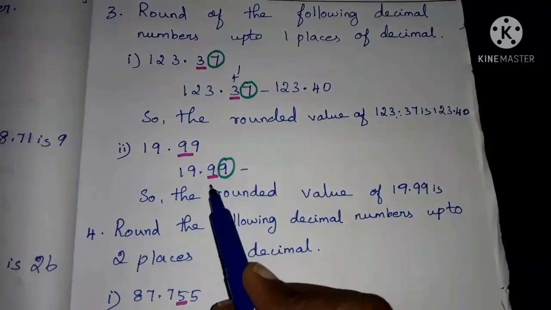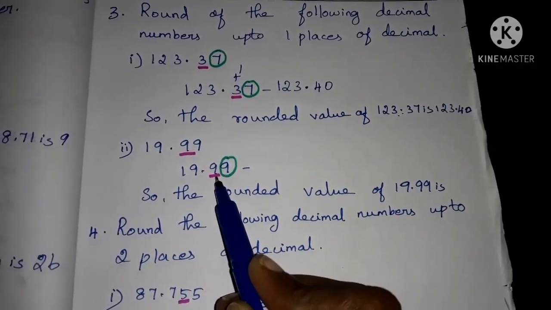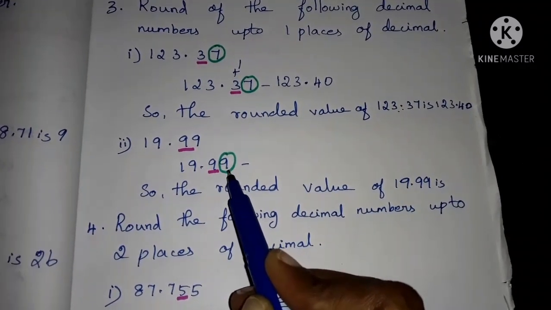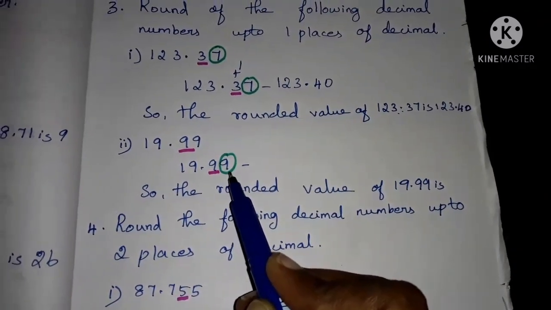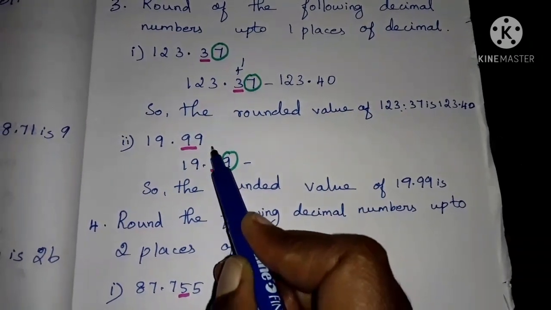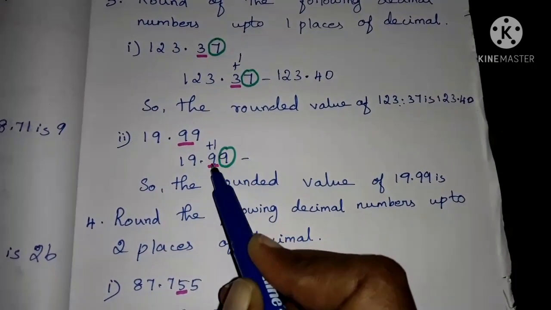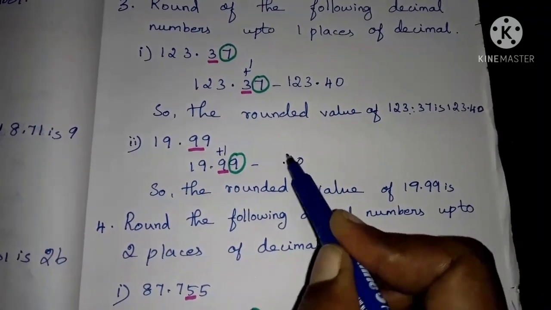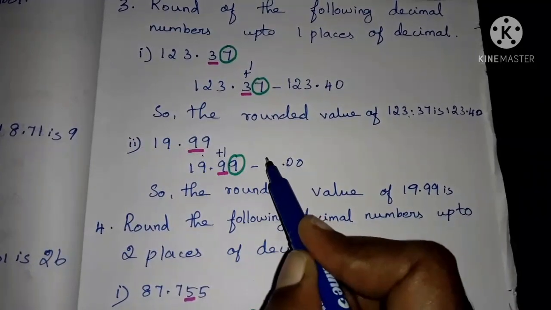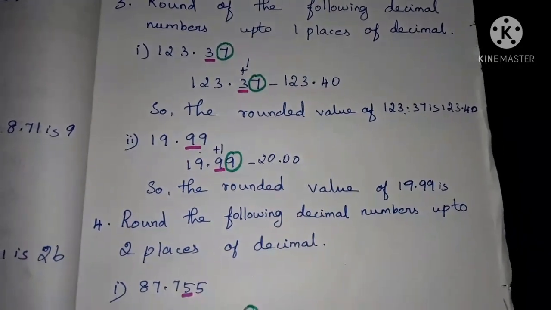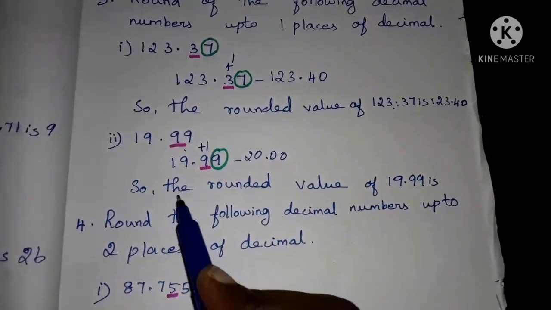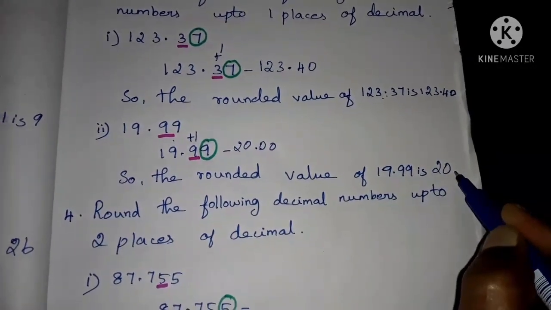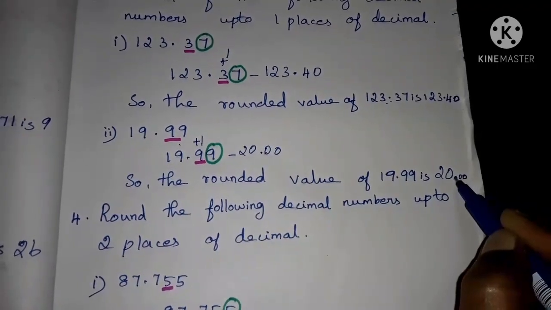Next, 19.99. Here we underline the first decimal place. See the right side. It is greater than 5. So we have to add 1 to this number. 9 plus 1 is 10, so the 1 carries again. 19 plus 1 is 20. So the rounded value of 19.99 is 20.00.